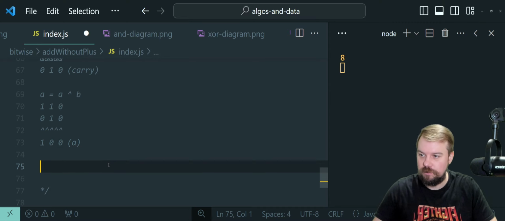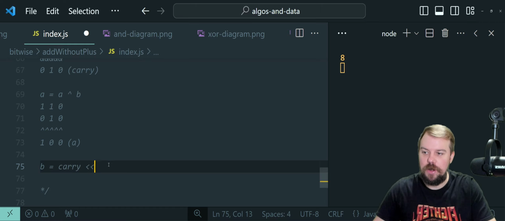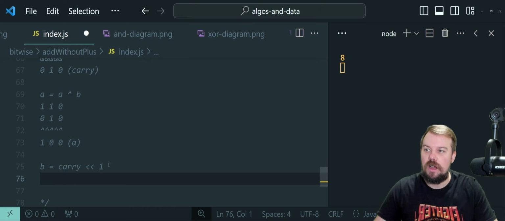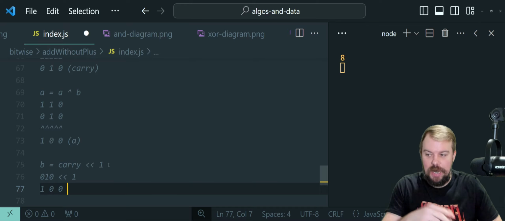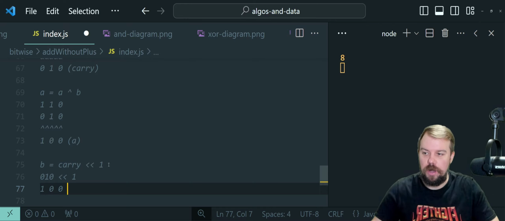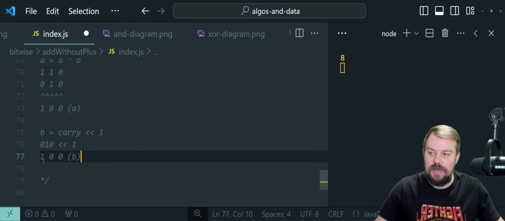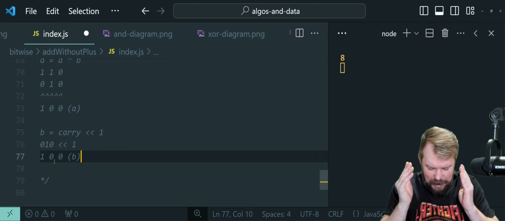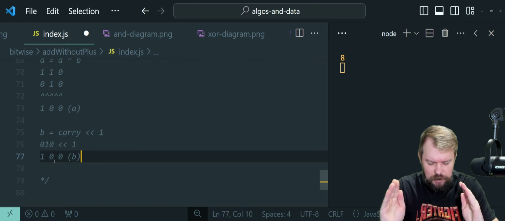So there we go. Now our next calculation was reassigning B to be whatever the carry was, left shift by 1. Our carry is 0, 1, 0, left shift by 1. We get 1, 0, 0 by, again, putting a 0 at the beginning and blowing up that leading 0 and moving the 1 on over. That is our new assignment of B. That is the value of 5, because 1, 0 is 3, 1, 1 is 4, 1, 0, 0 is 5.